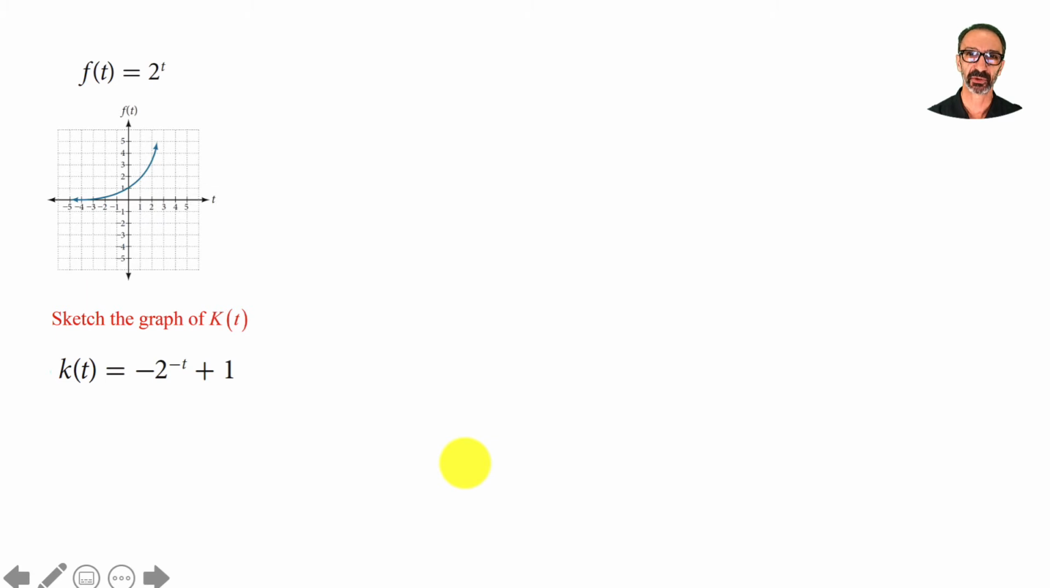Here's 2 to the power t. And we're gonna sketch the new function k of t, which is minus 2 to the power negative t plus 1. We're gonna take it step by step. I have 3 things being applied: the negative sign next to t, next to the input, the minus sign up front, and the plus 1 outside. So here's how it's gonna go.